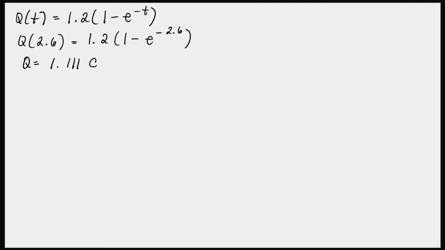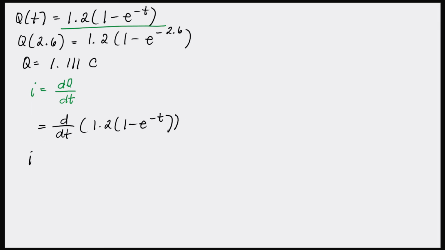So, how about the current? We know that the current I is equal to dq over dt. We already have our value of Q, the formula for Q. We have here 1.2 times 1 minus e raised to negative t. So, let's just get the derivative of this function for us to get the value of I.